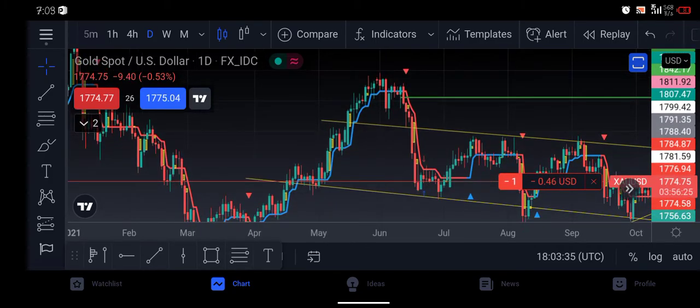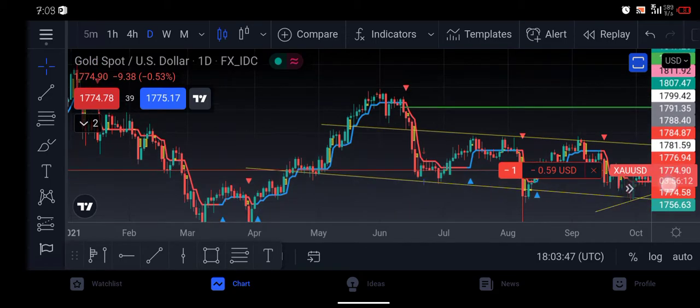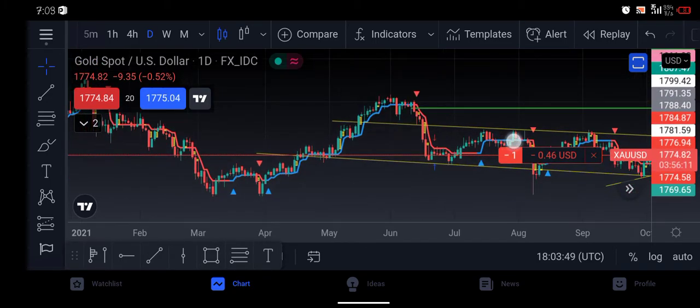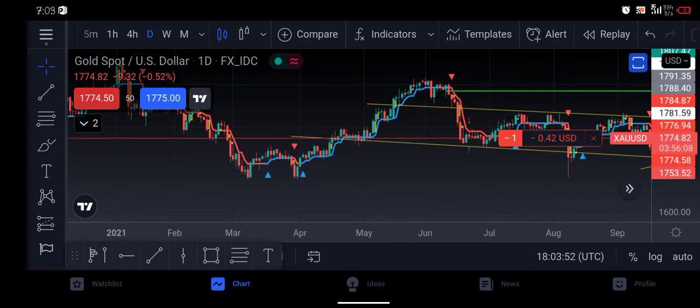Anyways, now this is the daily time frame, where each and every candle took a day to form. It opened at the beginning of the day and closed at the end of the day. Remember in our last video we talked about higher highs and higher lows. This is a high, this is another high, another high, another high.